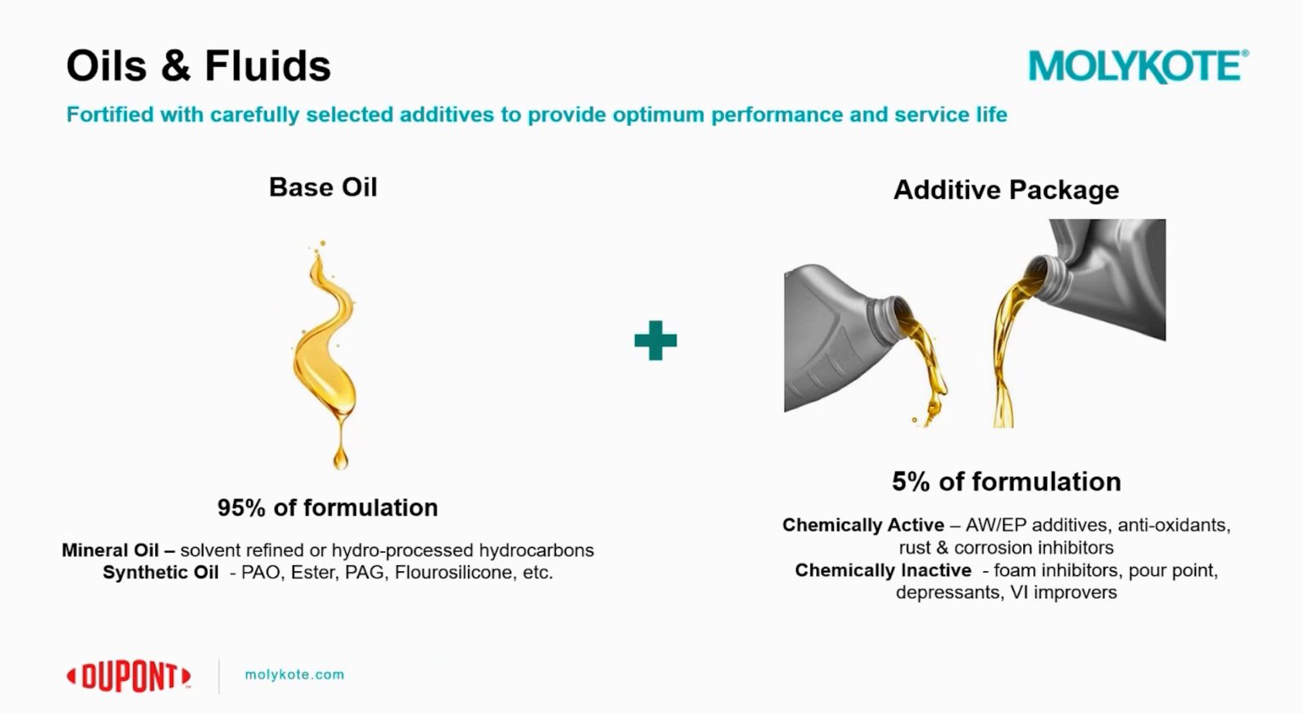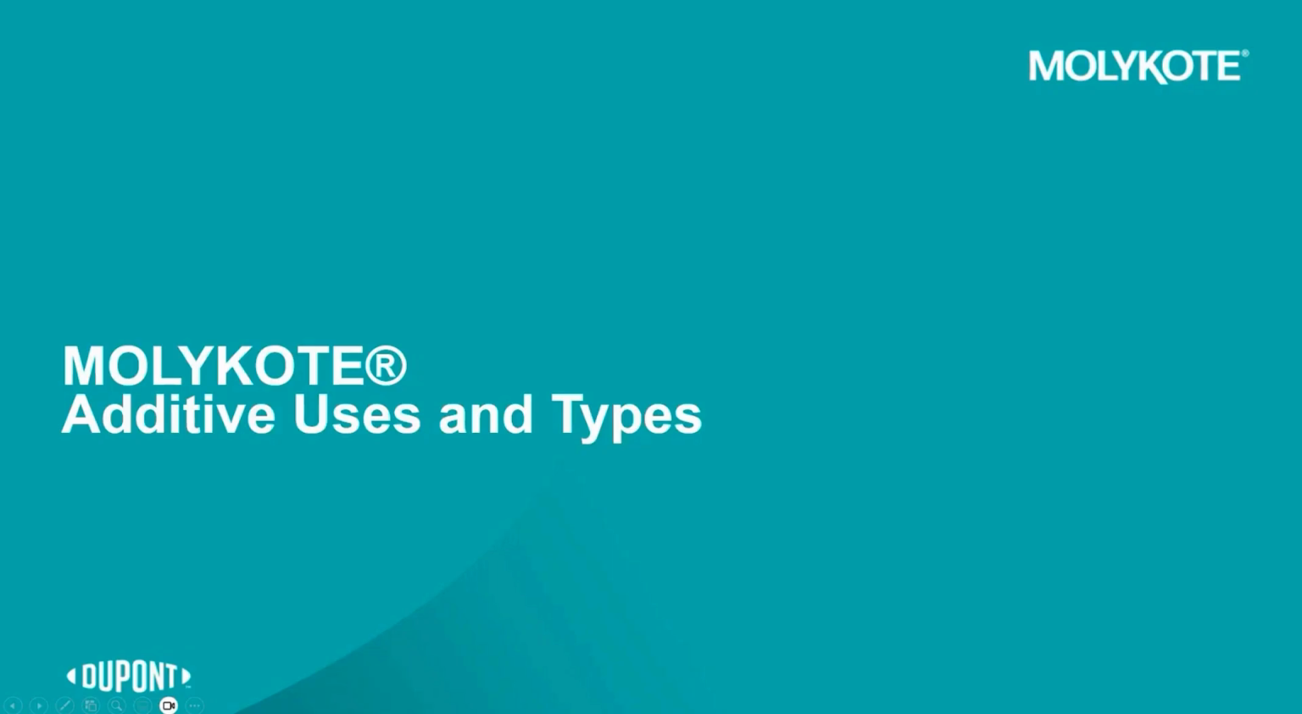And in these formulations, you could have chemically active additives, and these would include anti-wear, extreme pressure additives, antioxidant additives, or rust and corrosion inhibitors. You could also consider the addition of chemically inactive additives, and these are primarily incorporated into the overall formulation just to influence the physical characteristics of the material. And these types of additives would include foam inhibitors, pour point depressants, and viscosity index improvers. So next, we'll take a look at the different additives and their uses within a formulation.